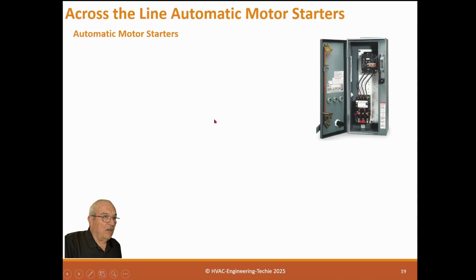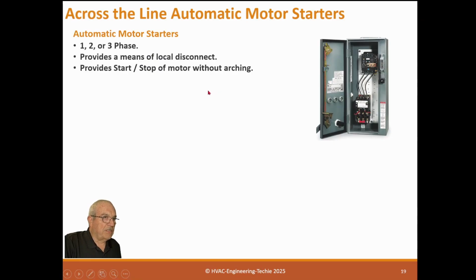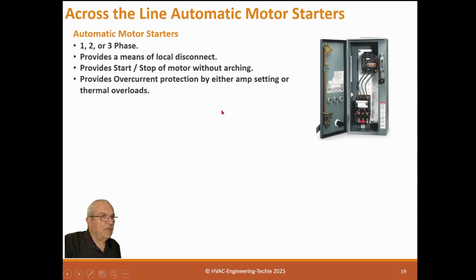Across the line, automatic motor starters. So now we have motor starters that start across the line. They come in 1, 2, or 3-phase. It provides a means of disconnect. This is a disconnect switch here on the side. Provides start-stop of motor without arcing. So we have a contactor in here that has a coil in there that you bring in your control circuit and power that coil. And when you turn it on, the drive goes on. When we turn it off, it goes off. Provides overcurrent protection by either amp setting or thermal overloads. Circuit protection provided by upstream circuit breaker.